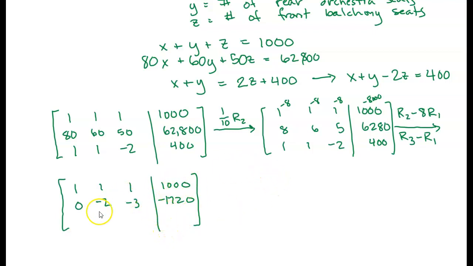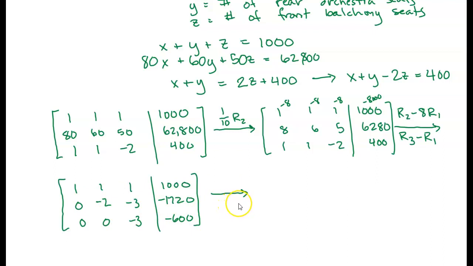And now I'm just going to subtract row 1 from row 3. So 1 minus 1 is 0. 1 minus 1 is 0. Negative 2 minus 1 is a negative 3. And then I have 400 minus 1,000, so that gives me negative 600. All right, so it's getting there. I have zeros where I want them. That's a good thing.